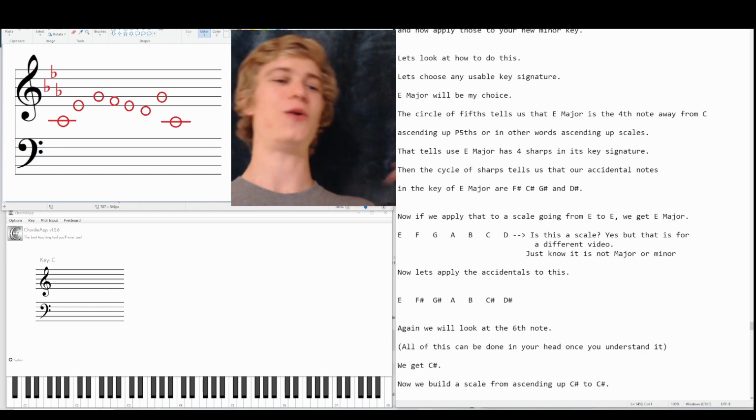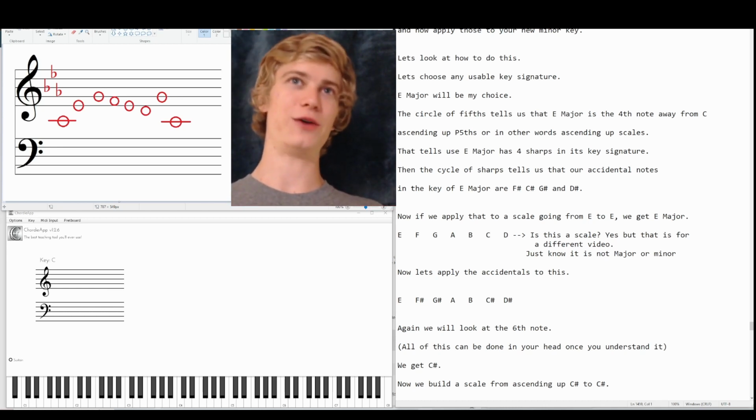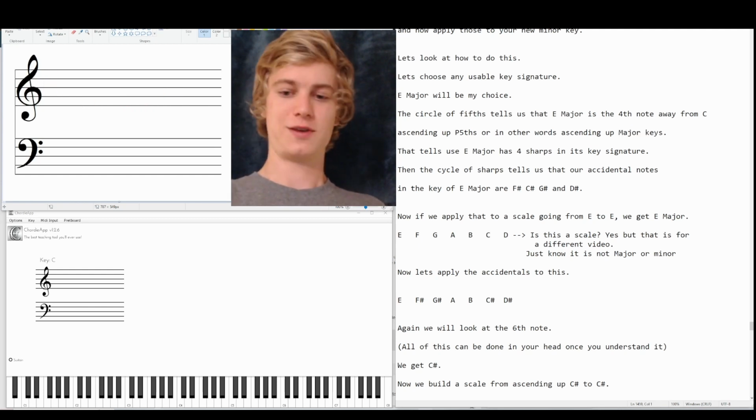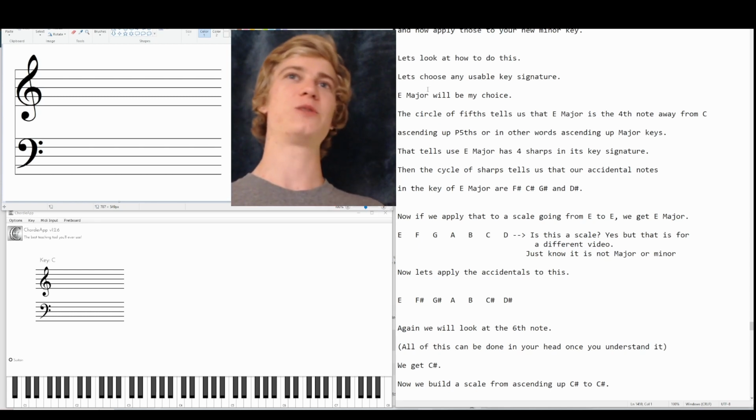You probably need a few aha moments if it doesn't click right away, and that's great because you will really understand this when that happens. Okay, so now I've talked about all this stuff, let's look at how to do this. Let's choose any usable key signature. E major is going to be my choice.